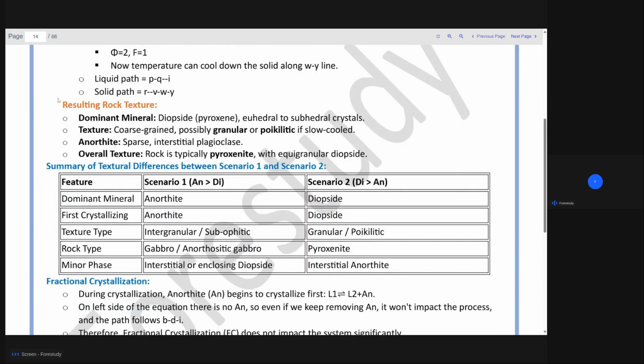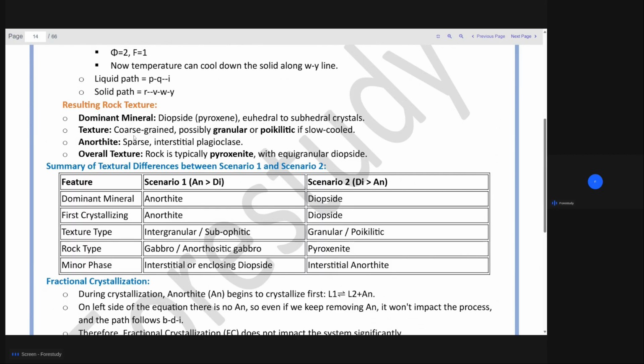So the resulting rock texture: the dominant mineral is diopside, a pyroxene, forming euhedral to subhedral crystals. Remember, I have taught you euhedral means all the sides are very prominent without any angularity in between them. So euhedral crystals are sharp-edged crystals. Subhedral means a little bit of roundness can be expected from the crystals. So it will form euhedral to subhedral crystals.